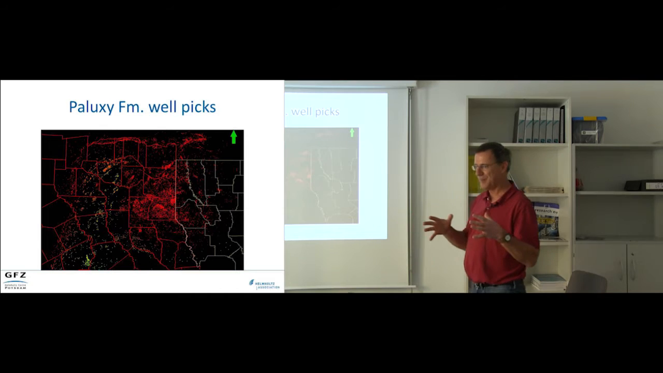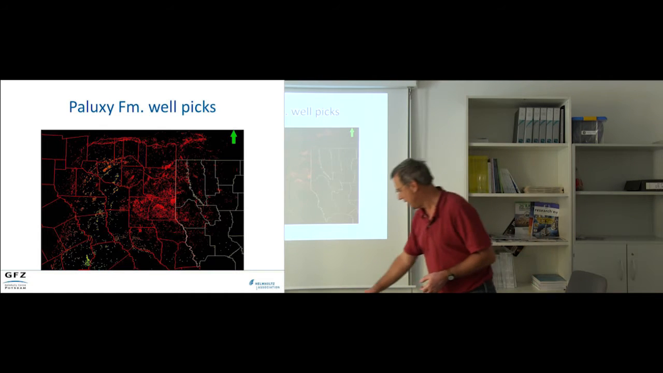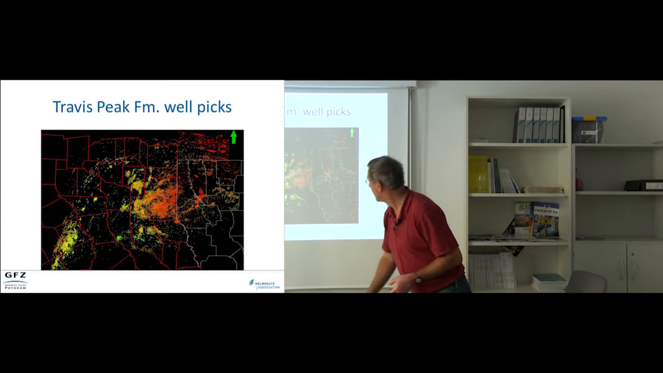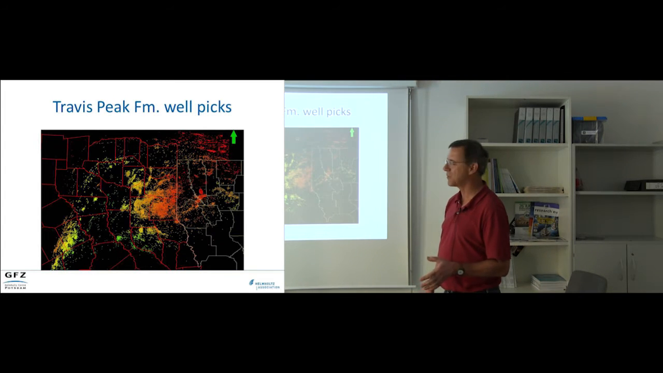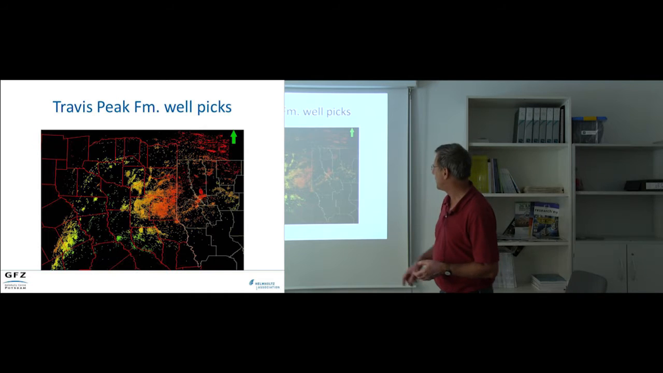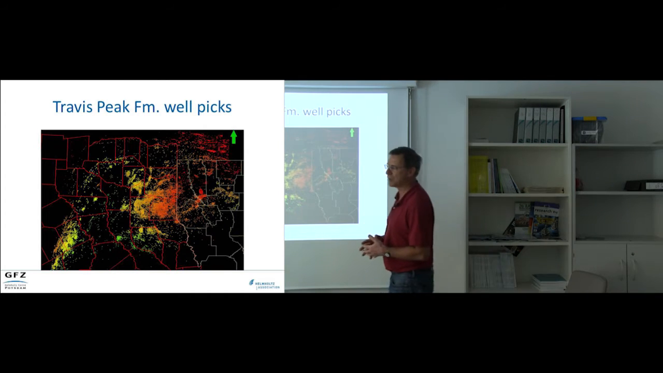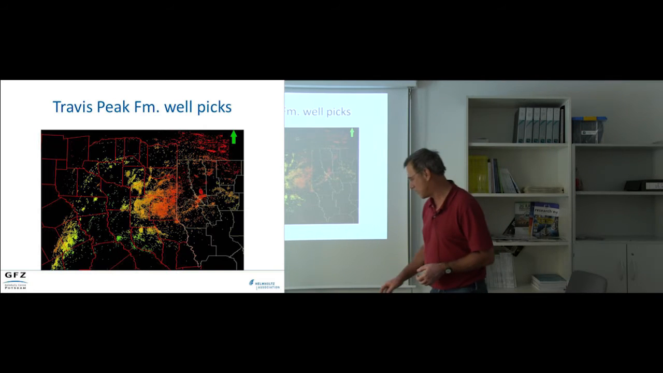So there's always the problem. In some areas you have a lot of data and can create a relatively nice model. In other areas you have little to no information. Going deeper, Travis Peak is one of the main formations from which they produced oil, so a huge amount of data is available. So that was still quite nice. But in the deeper areas, where it's deeply buried and not of interest for exploration, almost no wells are available.